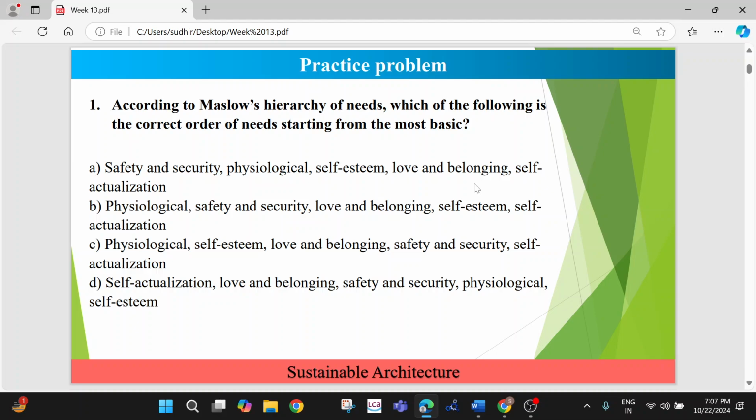According to Maslow's hierarchy of needs, which of the following is the correct order of needs starting from the most basic?